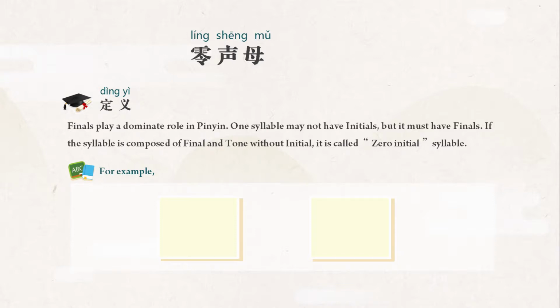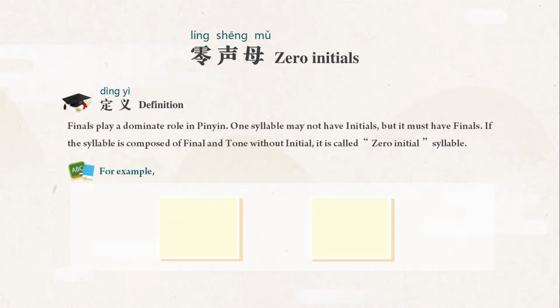First, 零声母. First part, 定义. Finals play a dominant role in pinyin. One syllable may not have initials, but it must have finals. If the syllable is composed of final and tone without initial, it is called zero initial syllable.